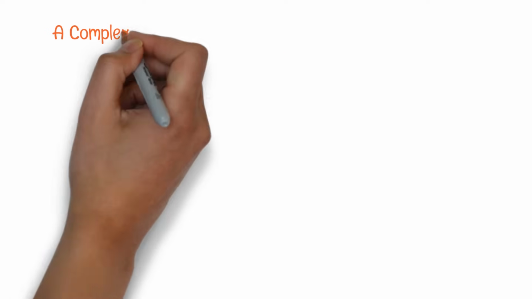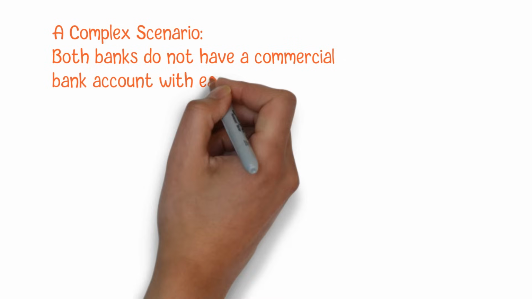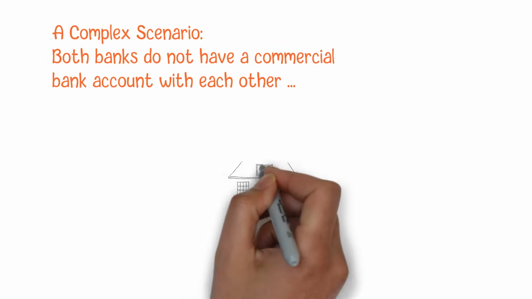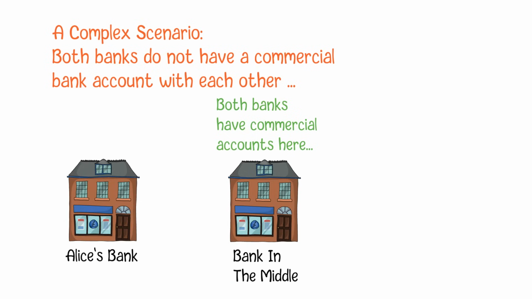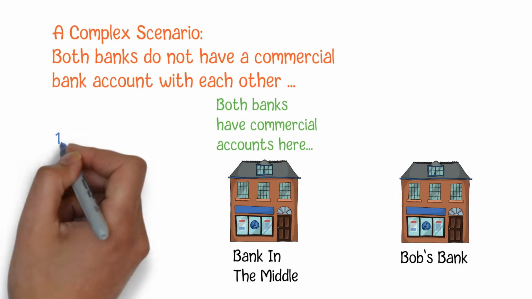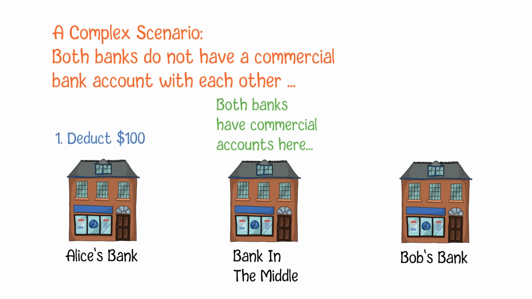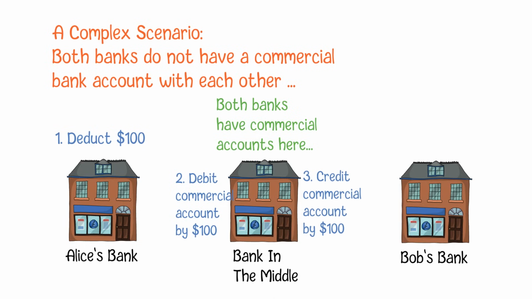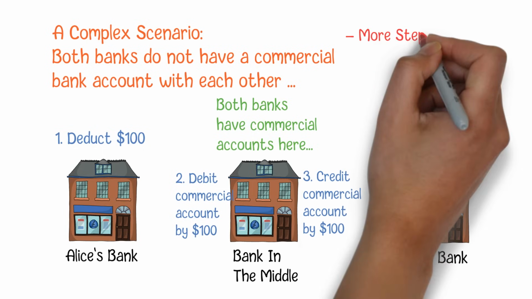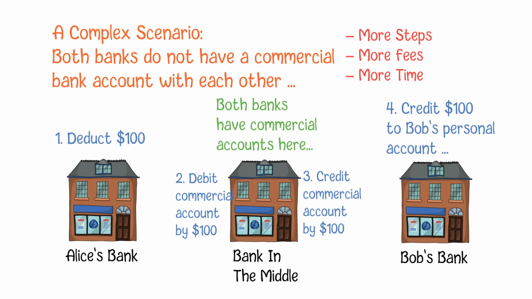A complex scenario is that both banks do not have a commercial bank account with each other. If that is the case, they need to find a third bank which both banks have commercial accounts with. This third bank will act as the bank in the middle to handle the transaction, and the steps will be like the following. Alice's bank will deduct $100 from her personal account. Alice's bank will notify the bank in the middle to debit their commercial account by $100 and credit the commercial account of Bob's bank for the same amount. Bob's bank will then credit the money to Bob's personal account. In this scenario, since there are more steps involved in the whole process, more fees might be charged and more processing time will be needed than in the previous simple scenario.